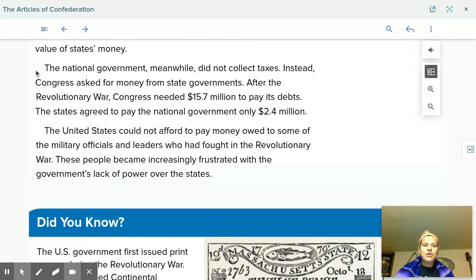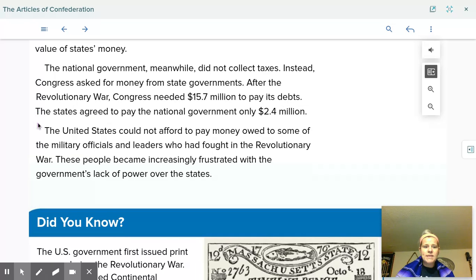The national government, meanwhile, did not collect taxes. Instead, Congress asked for money from state governments. After the Revolutionary War, Congress needed $15.7 million to pay its debts. The states agreed to pay the national government only $2.4 million.